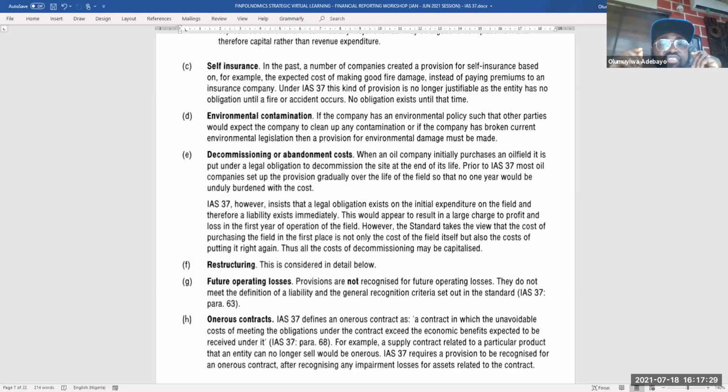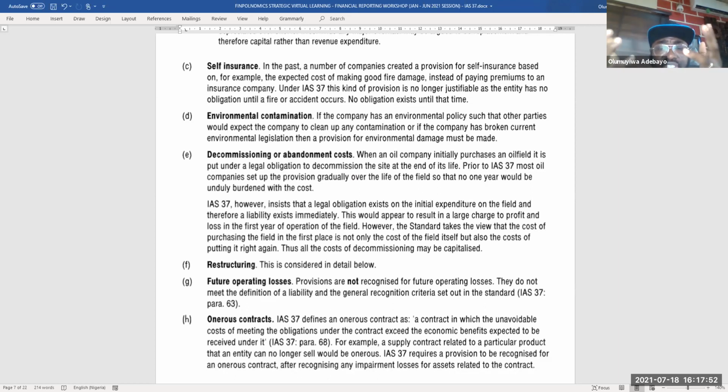Lastly, onerous contracts. You make provision for onerous contracts. The question then is, what is an onerous contract? An onerous contract is a contract where the unavoidable cost of executing the contract or staying true to the terms of the contract outweighs its benefits, such that you cannot walk away.